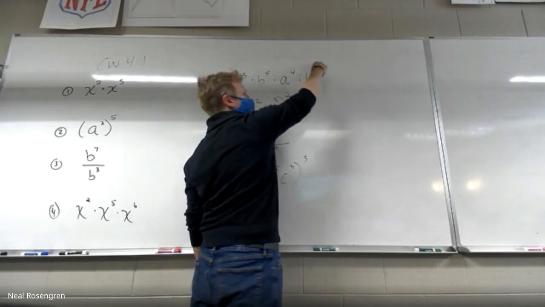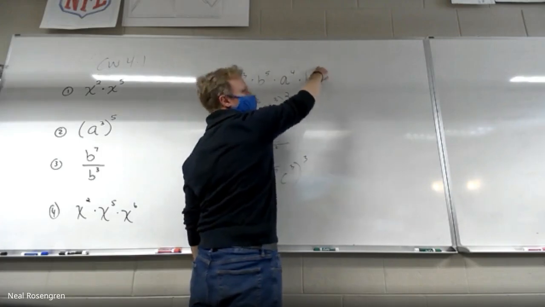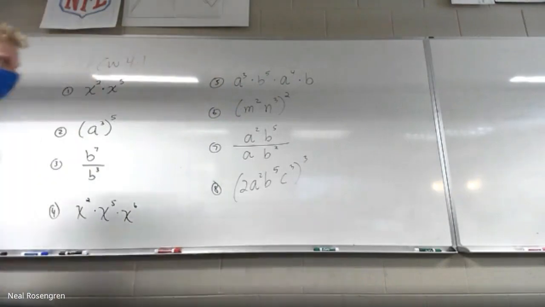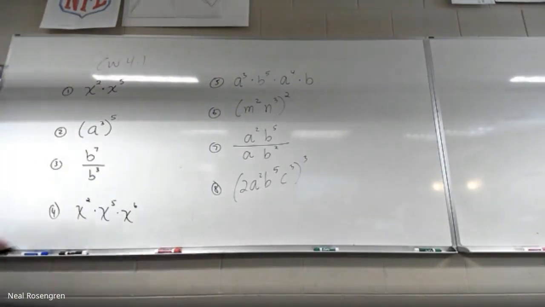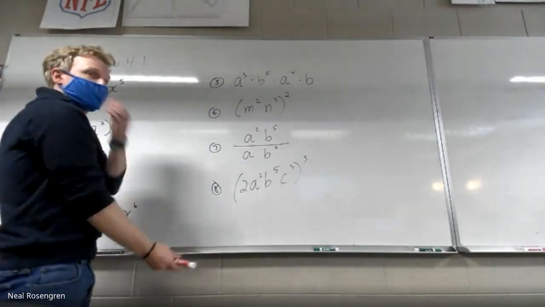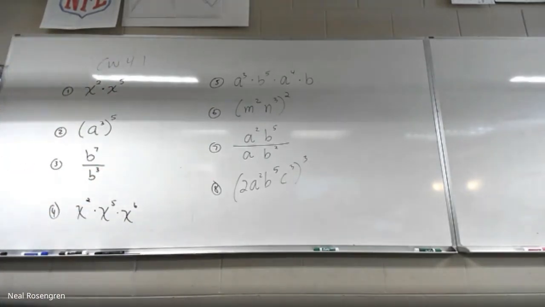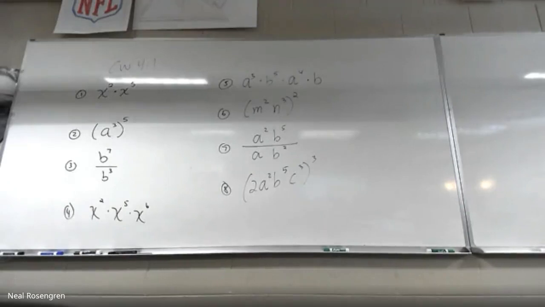Oh, 1. That'd be B to the 6. Okay, so that makes sense. Yeah, because there's one of them, right? There can't be 0 of them if it's sitting there, right? So that exponent can't be 0. It's got to be 1.